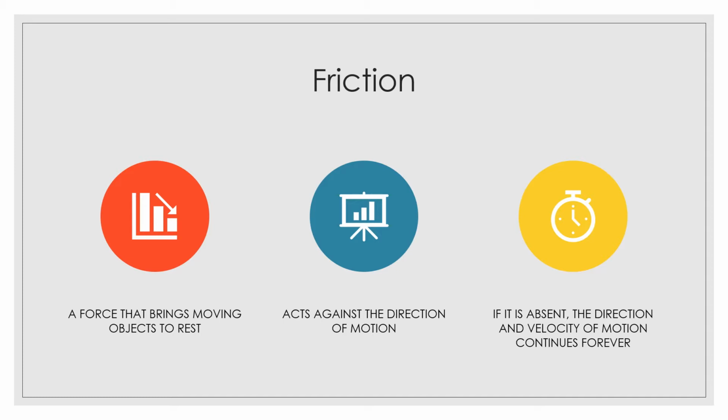If friction happens to be absent, then the direction and the velocity of motion continues on forever and ever and ever. And that's what we think of when we think about space and things moving in space. They move on forever and ever, and that's because there's a lack of friction in space.